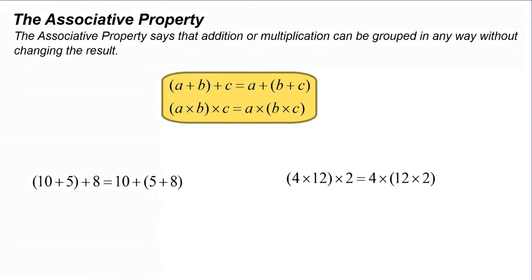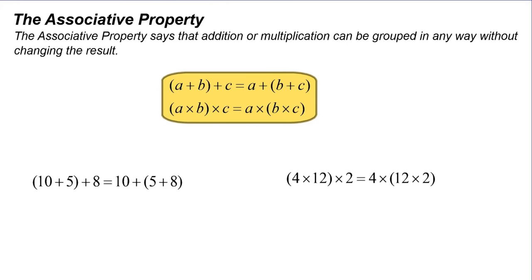What is the associative property? Now, the associative property says that addition or multiplication can be grouped in any way without changing the result. This is a grouping property, so the parentheses can be placed wherever we want them in an expression. We're not really moving the numbers around. We're just changing how they are associated or how they are grouped together.